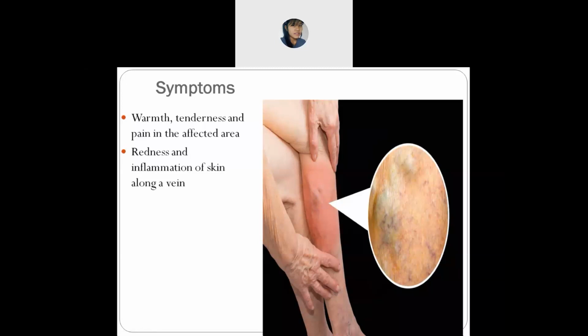Okay, it will go along, since the superficial vein is attached to your skin. Since they are very close together, it will affect the skin also, and the skin will also turn red in color. Is it clear? This symptom?